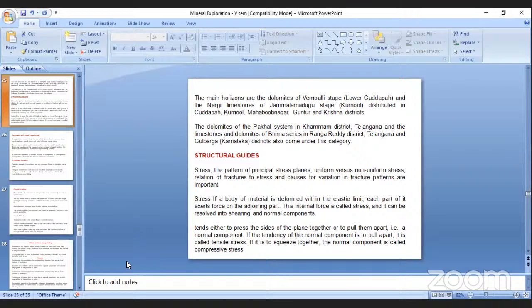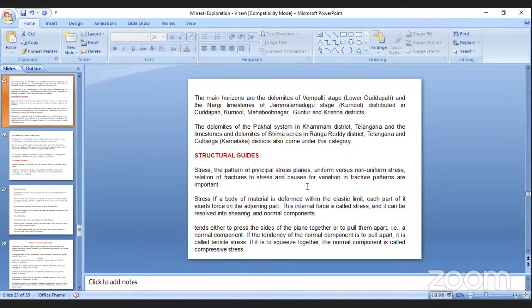When you go into this Pakal system, which is located in Khammam in Telangana, the same limestones and dolomites of the Bhima series we can identify in Rangareddy district of Telangana, and a smaller amount of the same formations we have identified in Gulbarga, that is in Karnataka state. These all come under the same category.